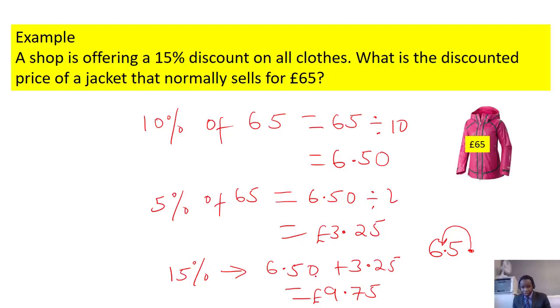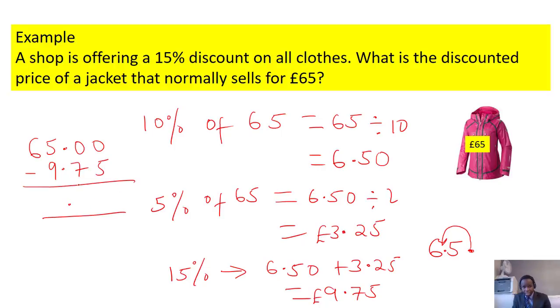Now, this £9.75 is what they're taking off for you. That's the discount. So you're going to pay £65, which it should be, but then they are cutting off £9.75 for you. So you've got to subtract. So subtract £9.75 there. Okay.